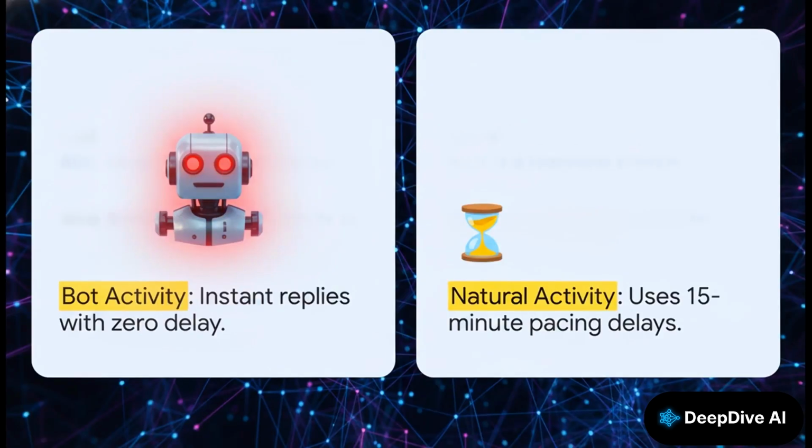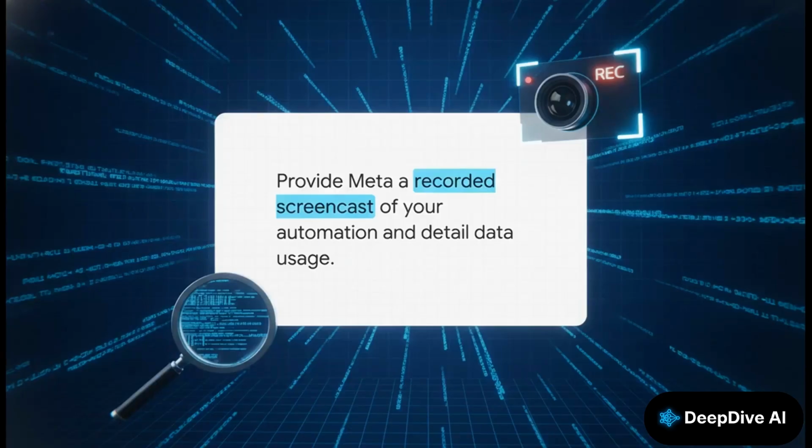Okay, here is a crucial pro tip to keep your account safe. Bot activity is instant, it replies with zero delay, and Meta's algorithms will flag that immediately. Natural activity, on the other hand, takes time. So if you add a 15-minute pacing delay to your workflow, you brilliantly mimic human rhythm. This simple addition makes your account activity look totally natural, keeping you flying safely under the radar and safe from sudden bans.